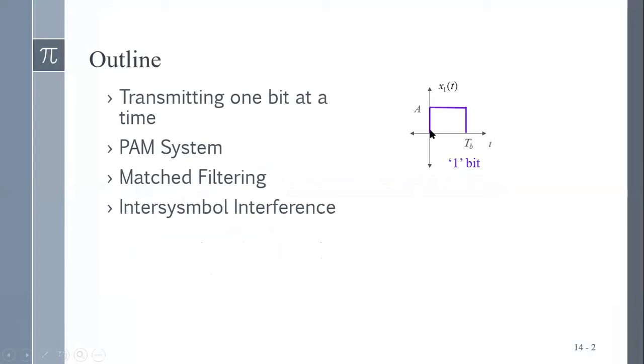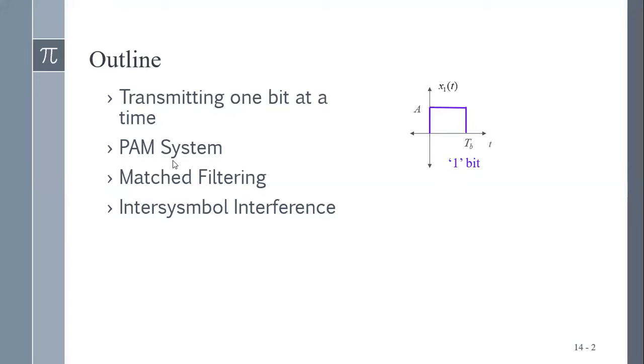So we can transmit one bit at a time, and this can be a pulse. If I'm transmitting a bit 1, then the pulse will be like this. If I'm transmitting 0, then the pulse will be the opposite of this one. Either way, I am transmitting as plus A or minus A. Here I have represented one bit as plus A, and if I want to transmit 0, it can be represented as minus A.